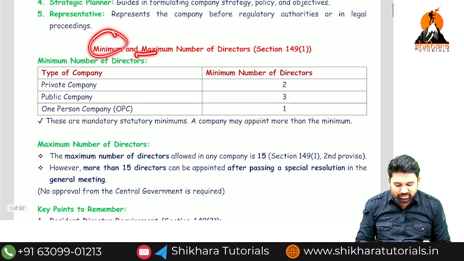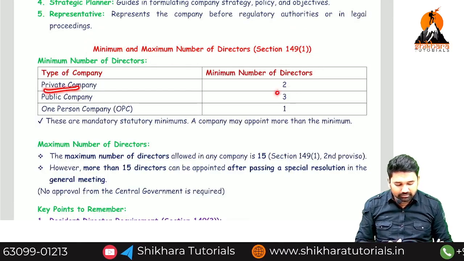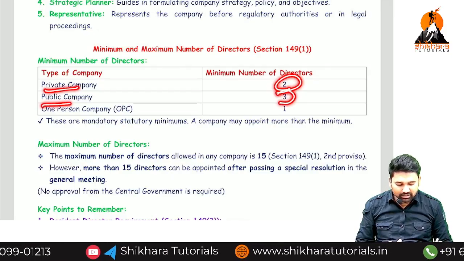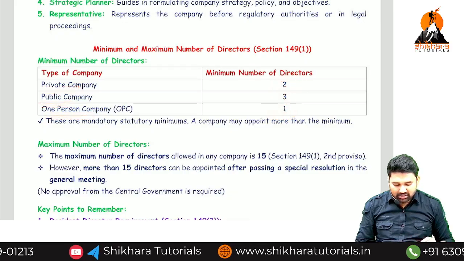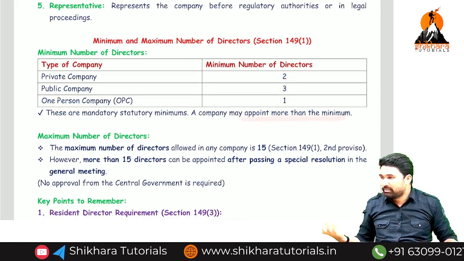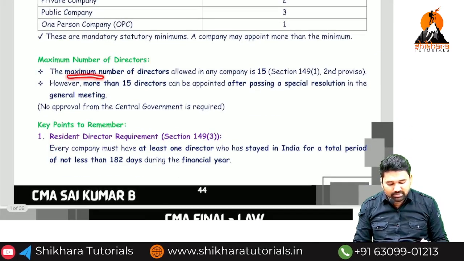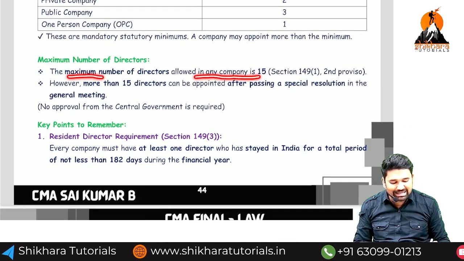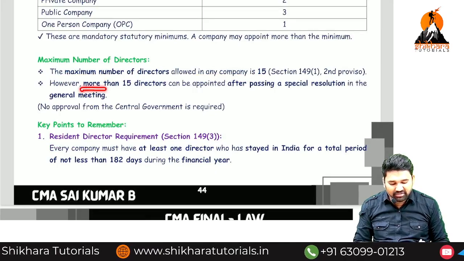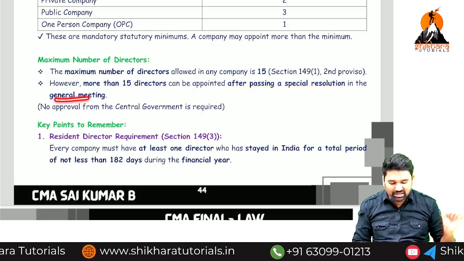First one is what? Minimum and maximum number of directors, Section 149(1). Private company, public company, OPC. So these are mandatory statutory minimums. A company may appoint more than the minimum. The maximum number of directors allowed in any company is 15. However, more than 15 directors can be appointed after passing a special resolution in the general meeting.